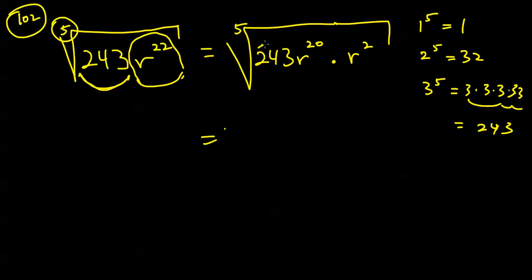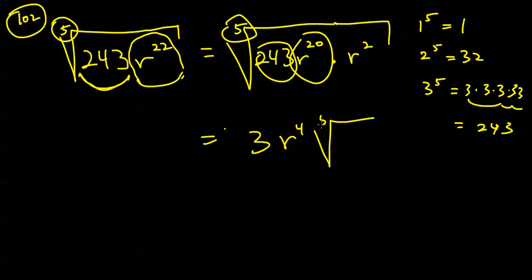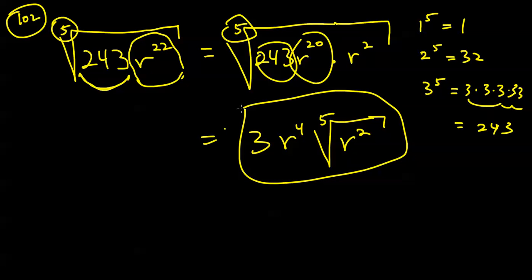Alright, the fifth root of 243 is 3. The fifth root of r to the 20th power is r to the 4th, because r to the 4th raised to the 5th power gives me r to the 20th. Times the fifth root of whatever is left inside, the fifth root of r squared. Alright, so there's my final answer there in simplified radical form.